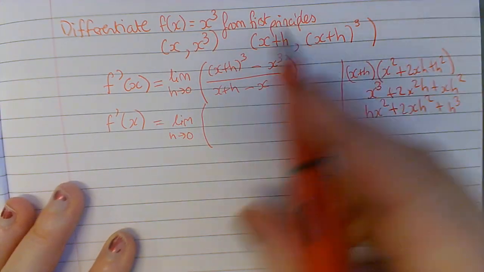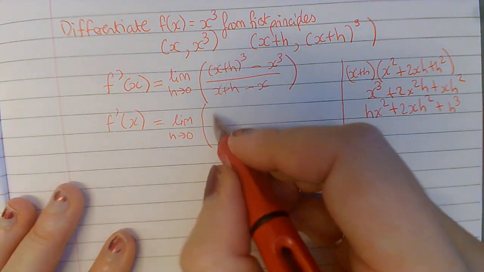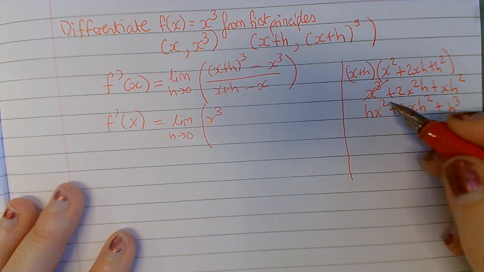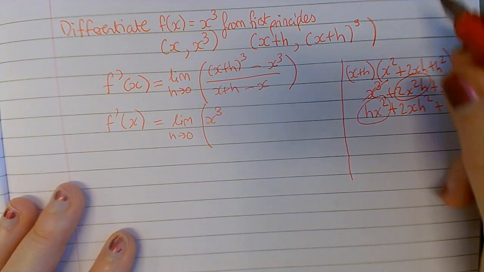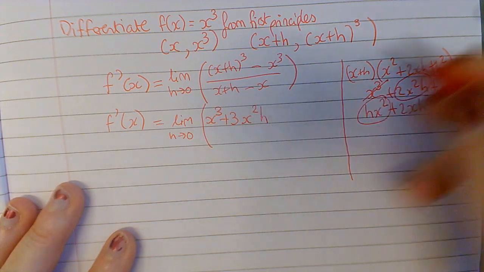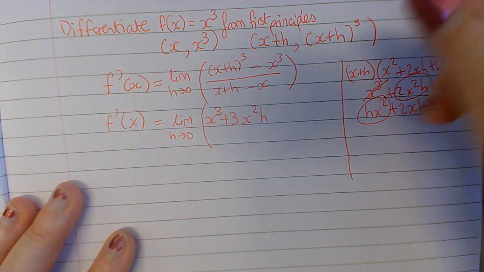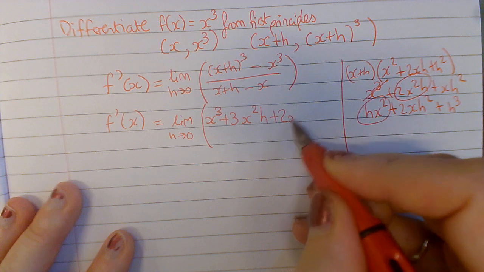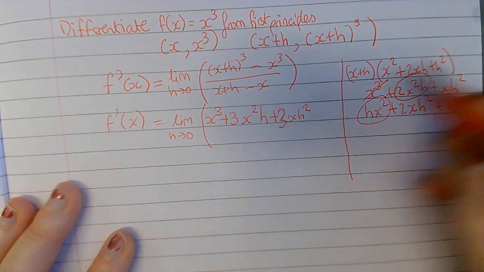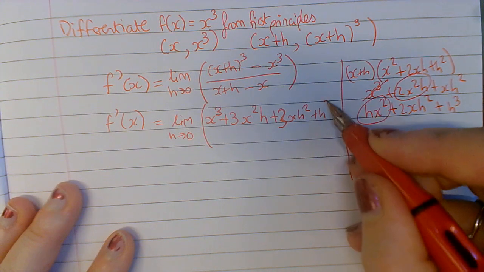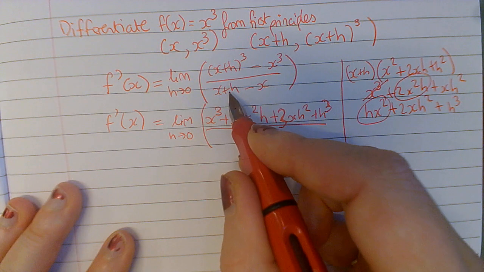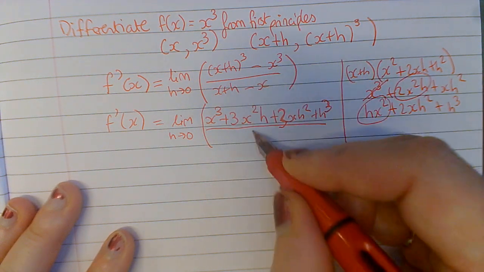So then when I now go and collect my like terms, I've got x cubed. So I've done that. I'm looking for x squared, so there's one there and there's one there. So that'll be plus 3x squared h. Then the rest of it is fine, so plus 2xh squared. Sorry, 3 of them, there's a third one there. Plus 3xh squared plus h cubed. All over, and then let's just simplify this. x plus h minus x is h.